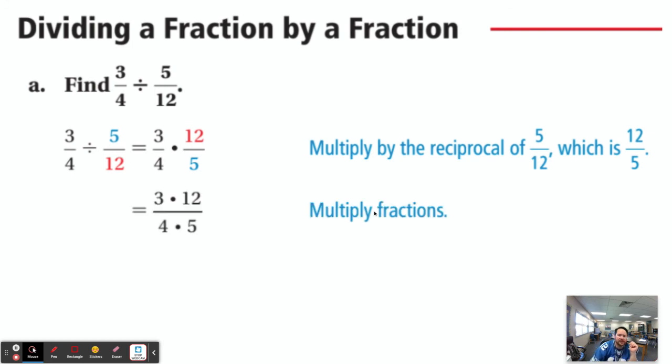Okay, and then when you multiply, the way I would do it is you break down the 12 into 2 times 2 times 3, you break down the 4 into 2 times 2, and then you can cancel stuff out. You're left with 9/5. There we go. That's it. So the main thing is you have to remember division of fractions is the same as multiplying. You just have to flip that second fraction over.